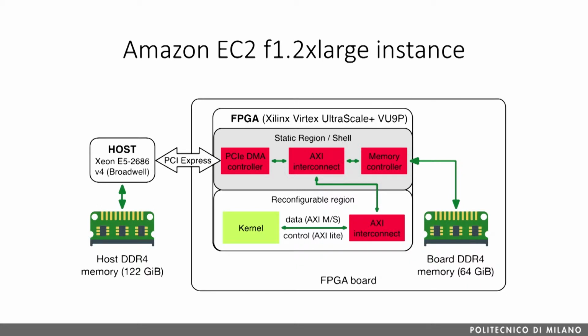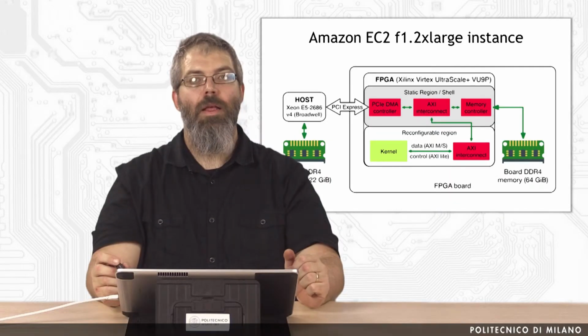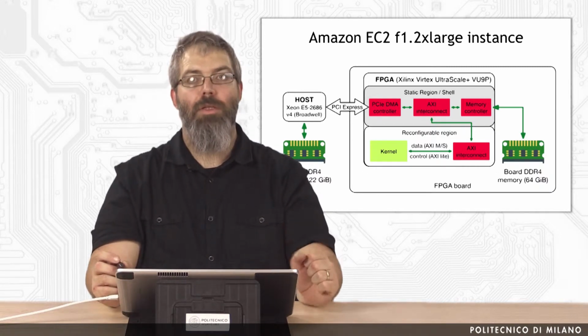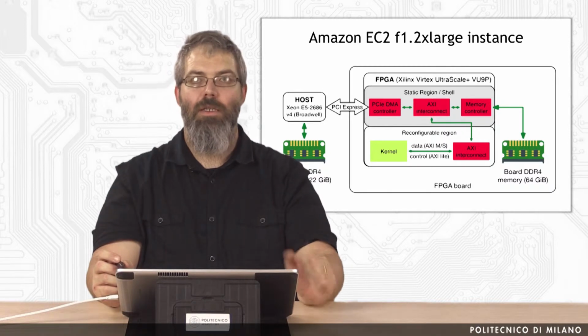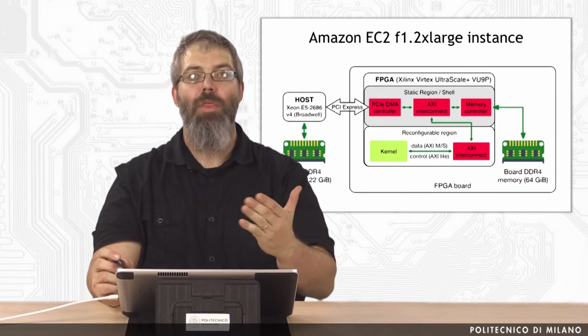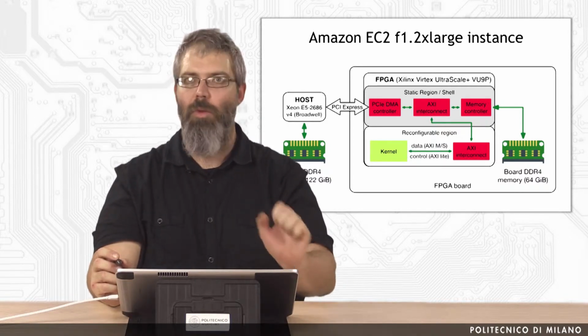The host comprises a general-purpose processor and the host DDR memory, which can be used for performing standard software computations. On the other hand, the FPGA board features the actual FPGA device that can be leveraged for accelerating our target kernel function, and an onboard DDR memory, also referred to as device memory in OpenCL terminology, that can be accessed directly by the FPGA device. The host system and the FPGA device communicate via PCI Express. In particular, with regard to an Amazon EC2 F1 instance, we have a third-generation 16-lane PCI Express, which is able to achieve a theoretical bandwidth in the order of 16 GB per second in both directions.